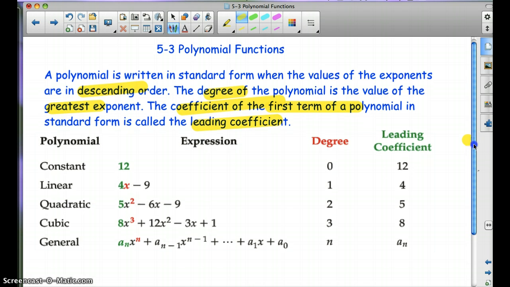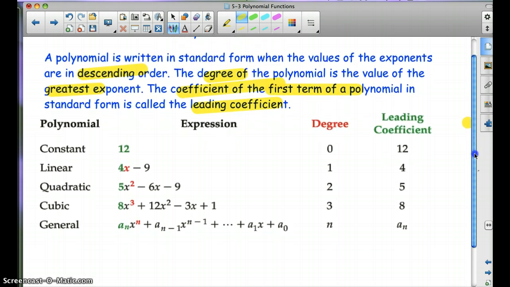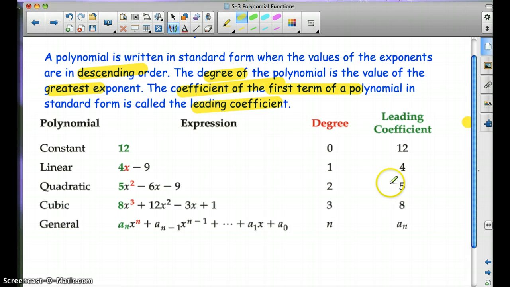So here are some examples of polynomials and the degree and the leading coefficient. Feel free to write this down, study it. You'll have to do this on some practice problems.